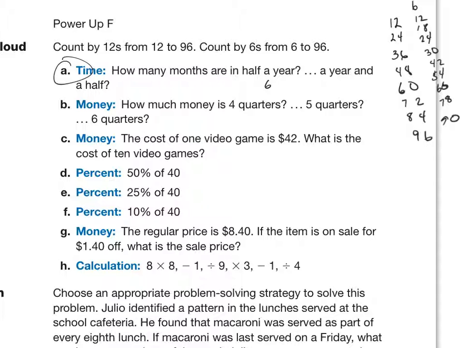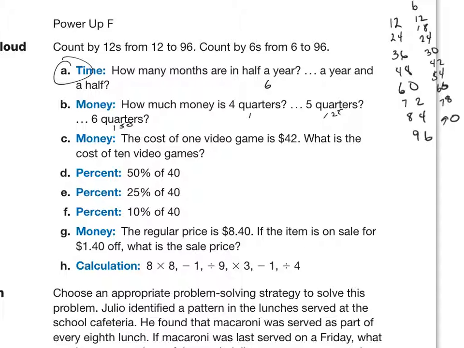And then how much money is 4 quarters? How much money is 5 quarters? How much is 6 quarters? So we're counting by 25 cents here. So we have $1, $1.25, and $1.50. And then the cost of one video game is $42.